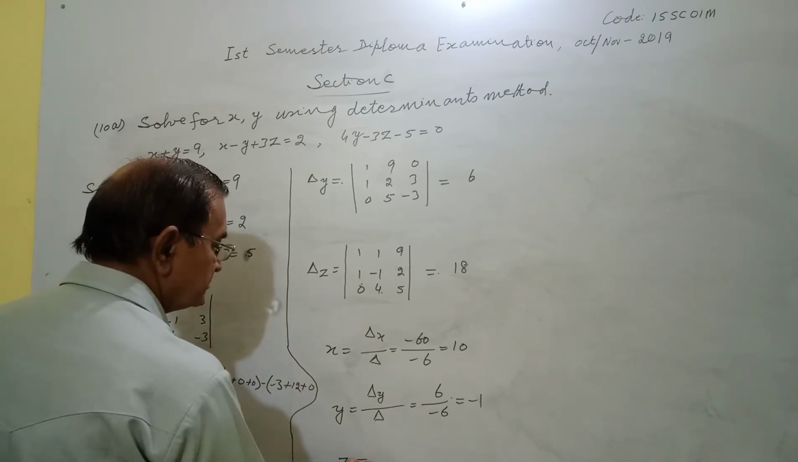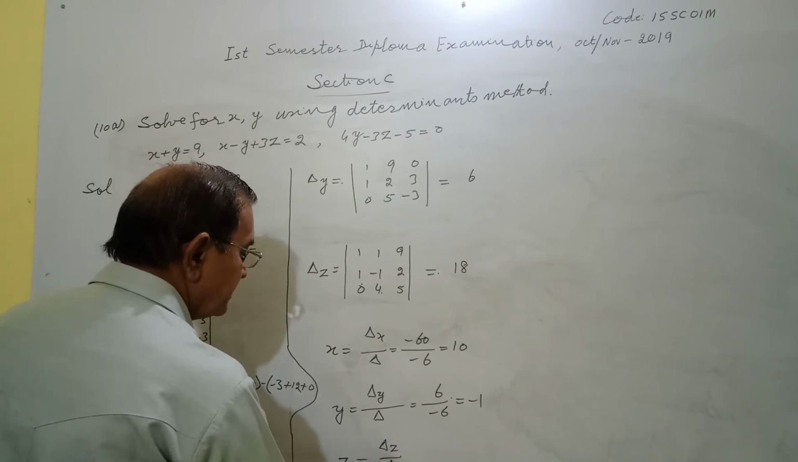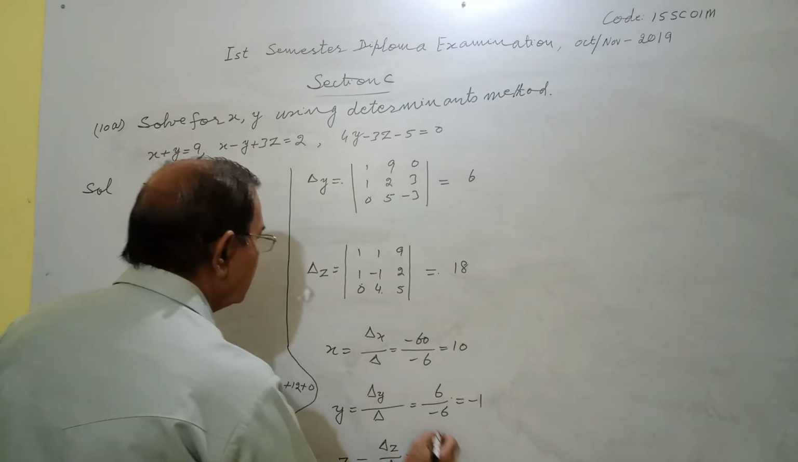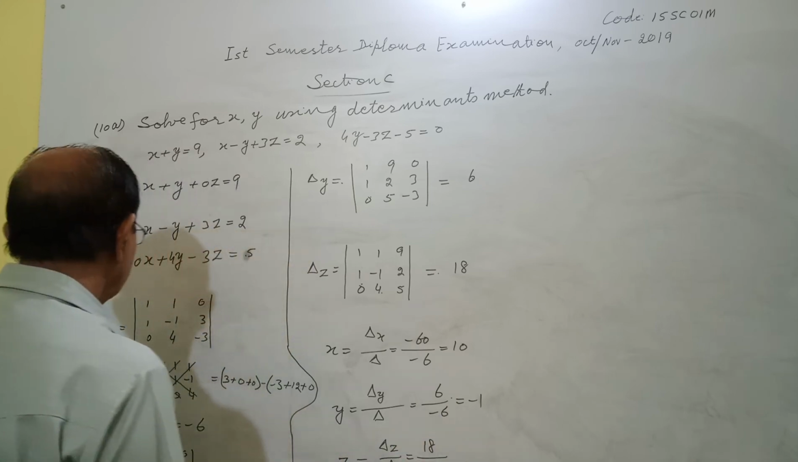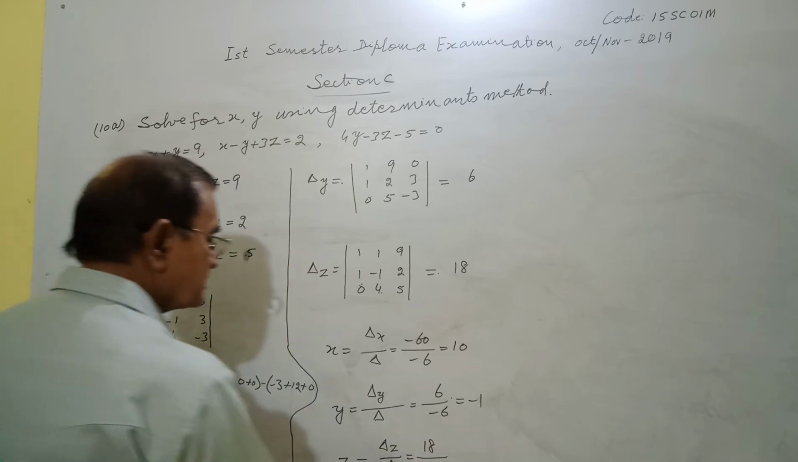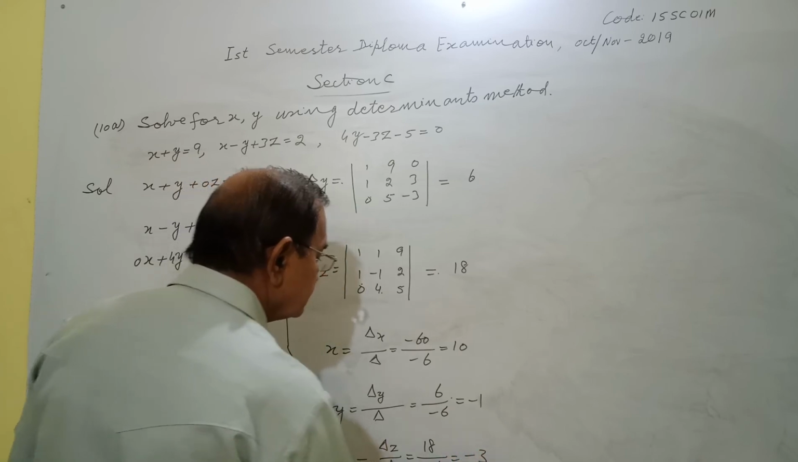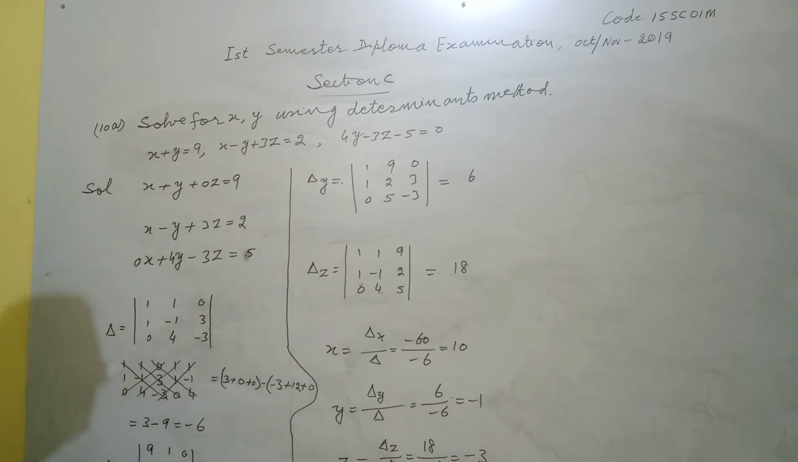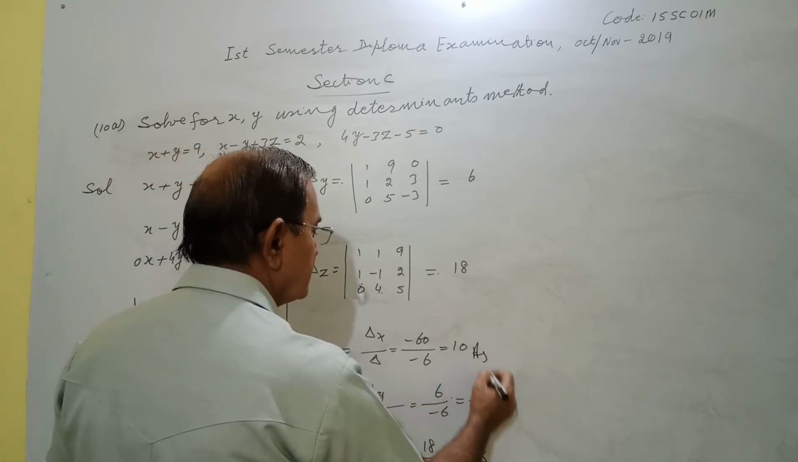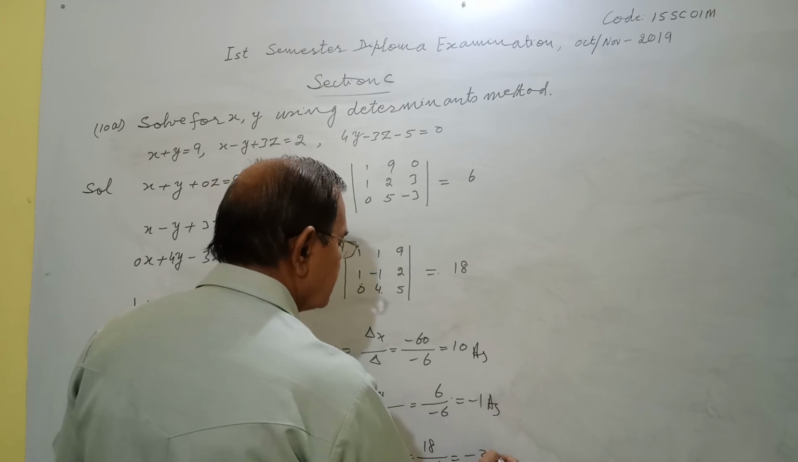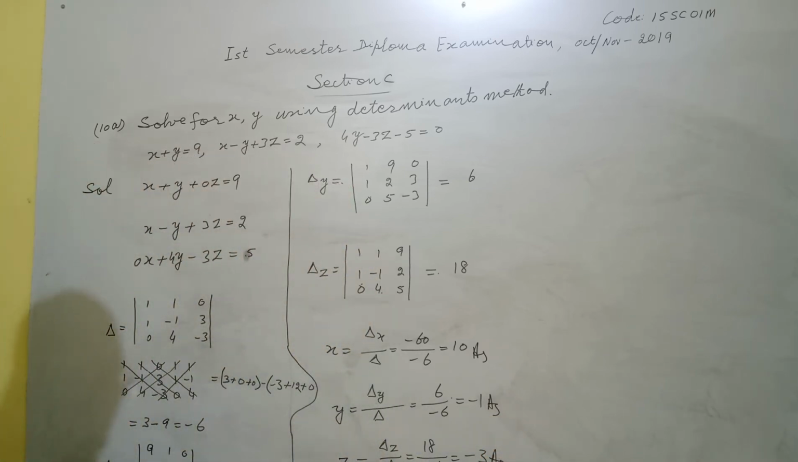z equals delta z by delta. Delta z is 18 and delta is minus 6, so minus 3. So thus we are getting the answer as 10, minus 1, minus 3. We can verify it also.